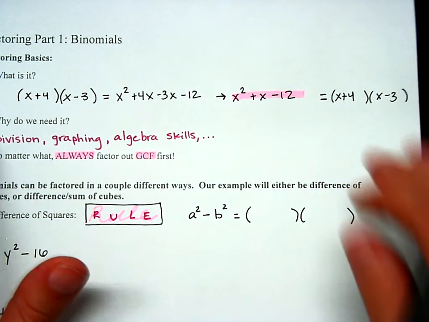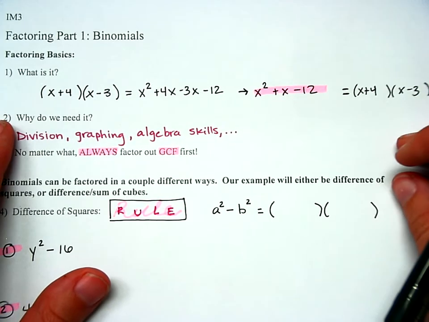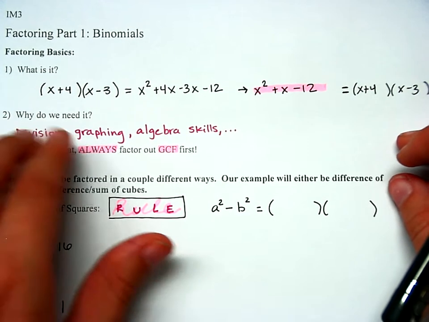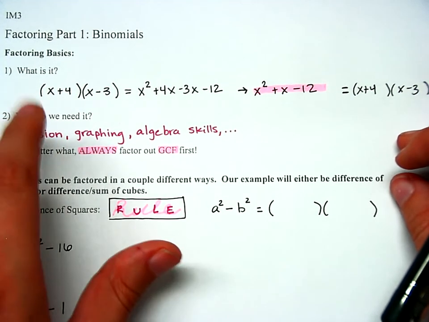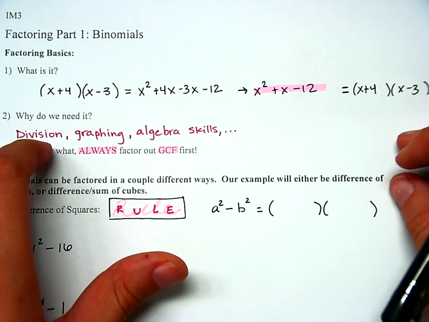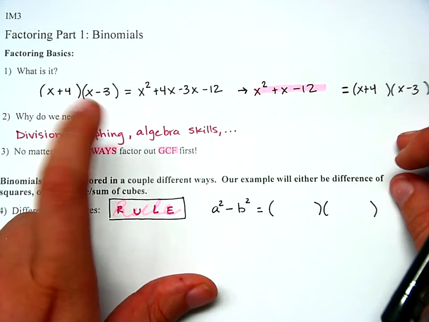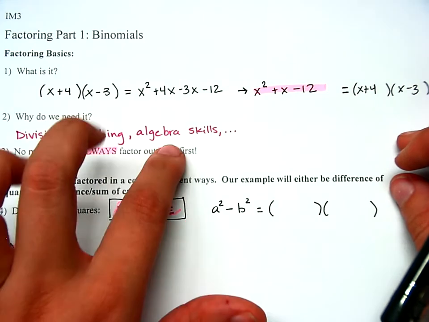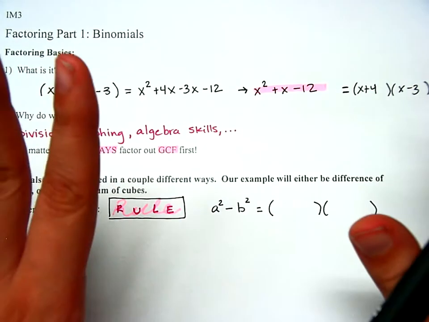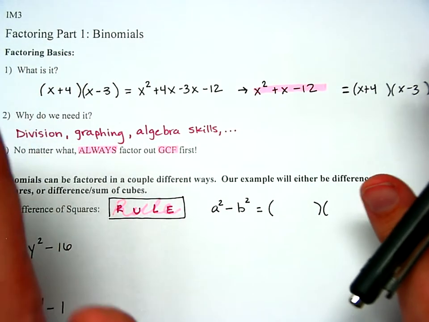Alrighty, why do we need factoring? There's a lot of uses for factoring. Ones that we'll use in this class a lot are if we're dividing polynomials. Also, when we are working with rational functions, I didn't even write that here. When we're graphing polynomials, it helps us with our algebra skills. So a lot of different reasons that we factor things.